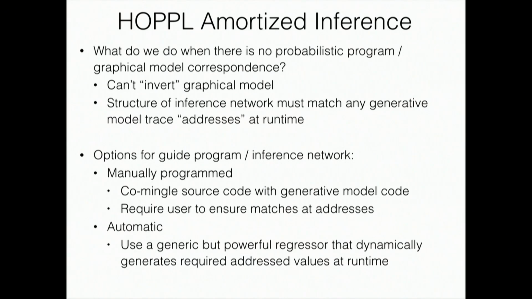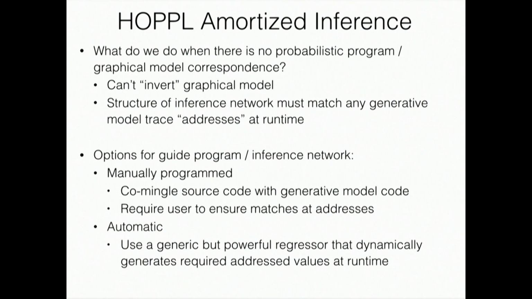All right, okay. So what do we do when there's no probabilistic program or graphical model correspondence? You can't invert the graphical model. The structure of the inference network must match any generative model. It must produce answers for the addresses at runtime. So what are the options when you do this? Basically, there are a couple of options, and they're different between the inference compilation and the guide program community so far.